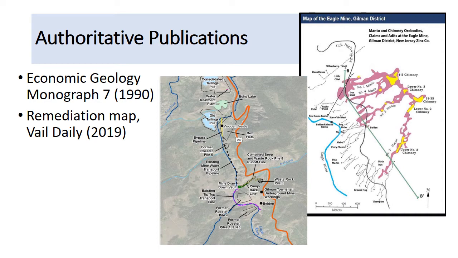There was a remediation map that was published in the Vail Daily in 2019. While not necessarily considered an authoritative publication, they used authoritative sources to compile it. So when I needed to know the location of the tailings piles and the wooden trestle leading to them, this was a good map to have.